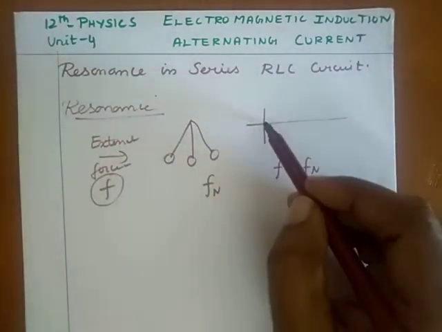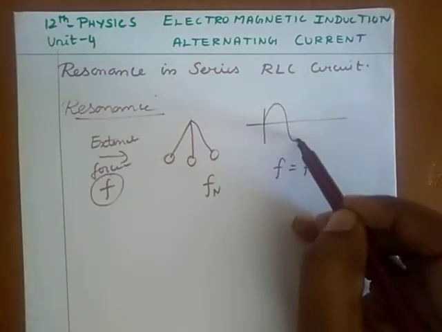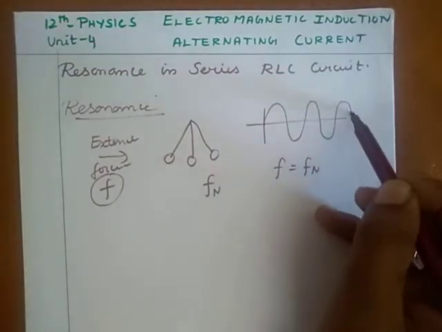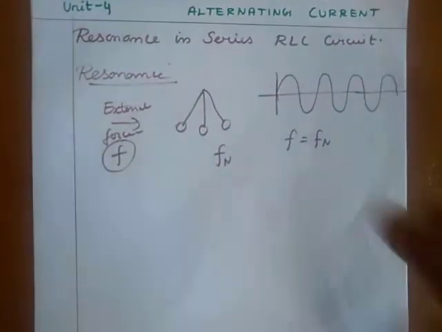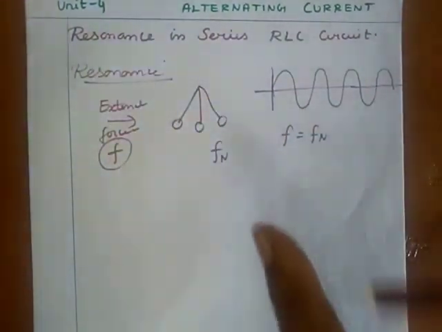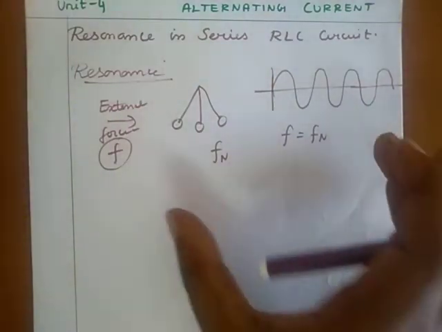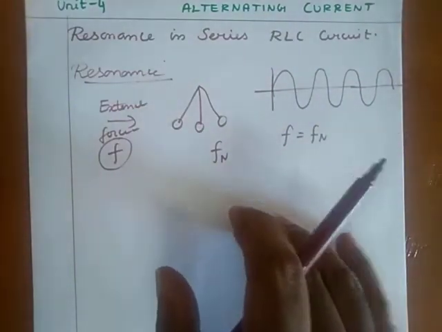After that, the simple pendulum attains maximum amplitude and we get an undamped oscillation like this. This is known as resonance. It is a mechanical one. Let me see this type of resonance in an electrical circuit.